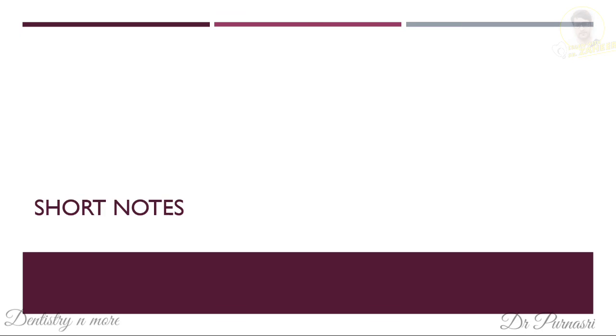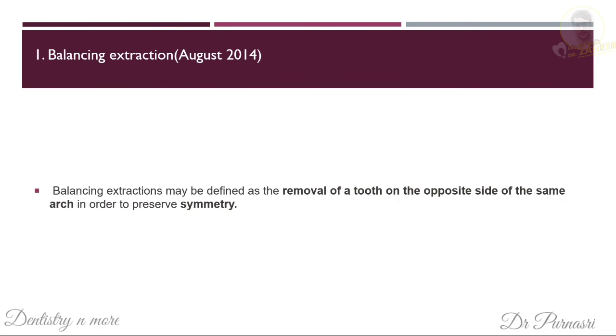Coming to the short notes on this topic, what are balancing extractions? Balancing extractions may be defined as removal of a tooth on the opposite side in the same arch in order to preserve symmetry. What this means is, if you are extracting a tooth in the first quadrant, you will be removing another tooth in the second quadrant as well, so that the midlines and the symmetry are maintained.